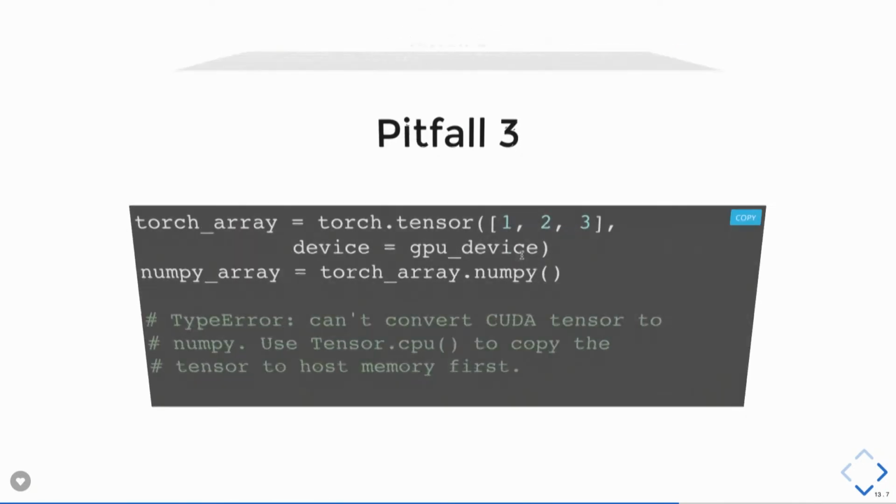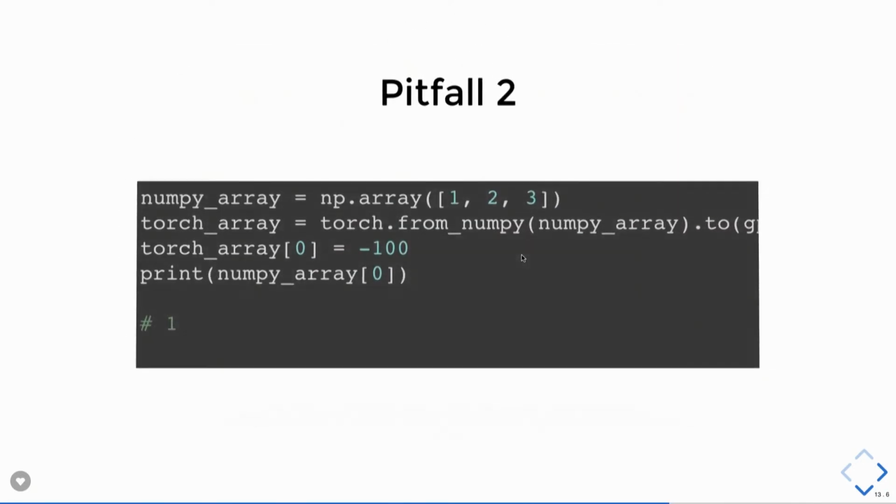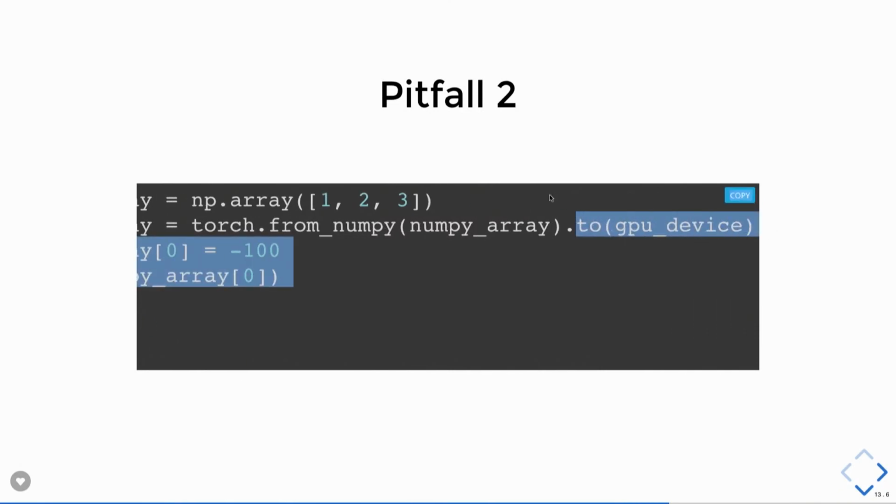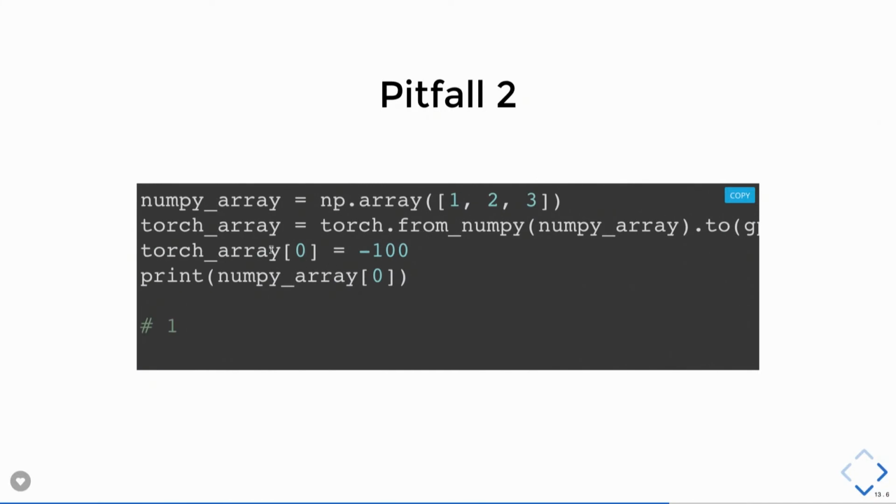Right. The other pitfall is this. I took the torch tensor and I sent it to a GPU device. Now when I modify my torch array, it would not be modifying the NumPy array, because the torch array does not exist on CPU. Since I took the torch tensor and pushed it into the GPU, whatever changes I'm doing there have no effect on the CPU NumPy array which I have.